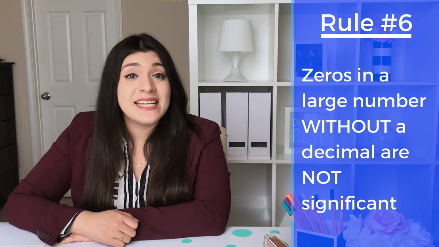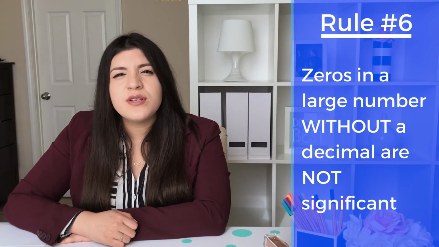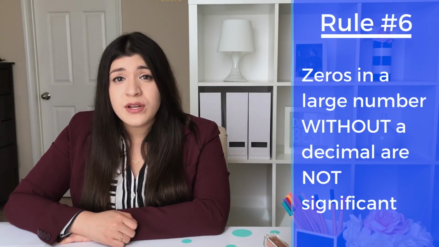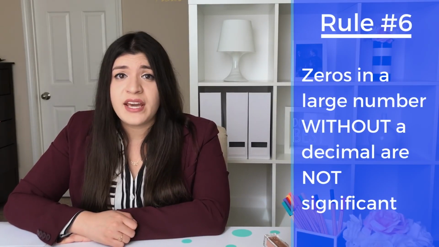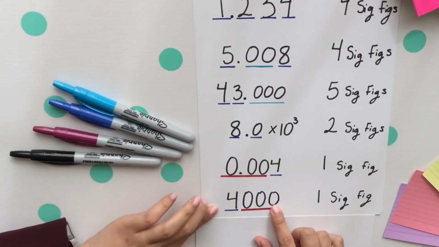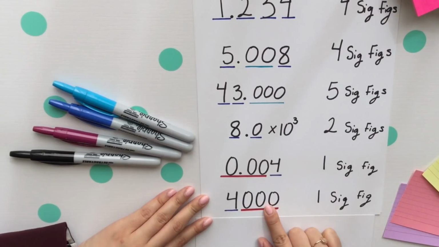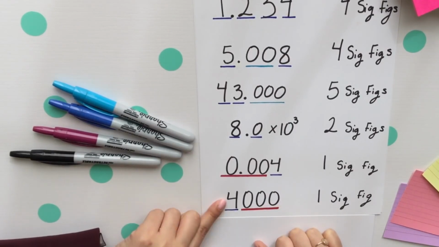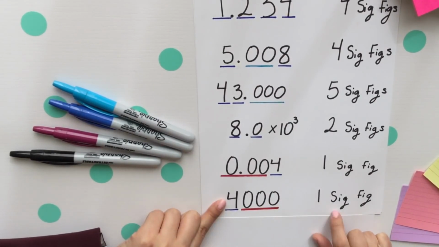Rule number 6, any zeros in a large number without a decimal are not significant. These 3 zeros are within a large number without a decimal, so they do not count as significant. Only the 4 does. There's only one sig fig.